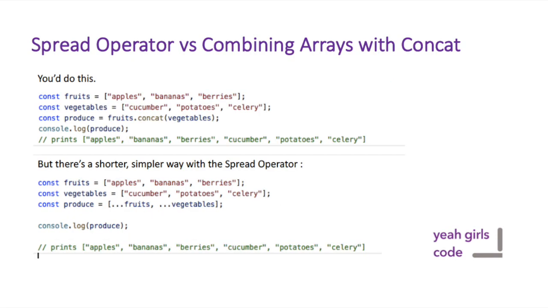Now look into the spread operator versus combining arrays with concat. So if you wanted to concat 2 arrays, you would do this. Const fruits, apples, bananas, berries. Const vegetables, cucumber, potato, celery. Then you do const produce equals fruits.concat(vegetables). And then console log the produce. And then it gives you apples, bananas, berries, cucumber, potato, celery. Okay, there's a shorter, simpler way with the spread operator. You just say const produce equals [...fruits, ...vegetables]. And it prints out exactly the same thing, which is what you need. How handy is that?